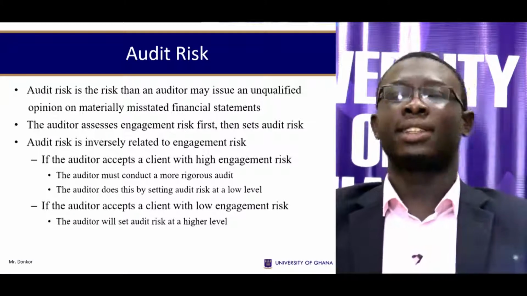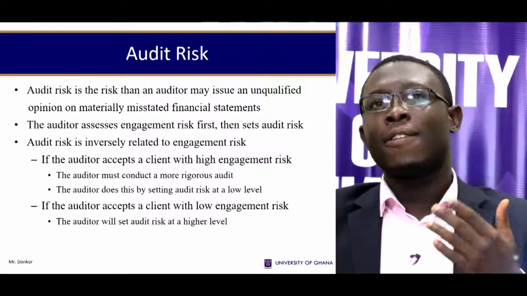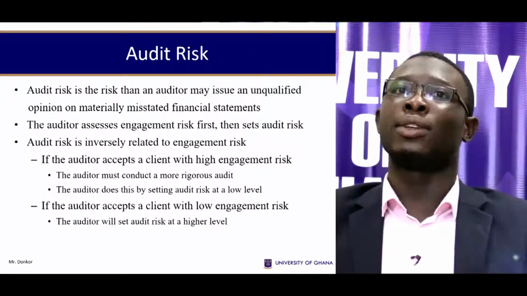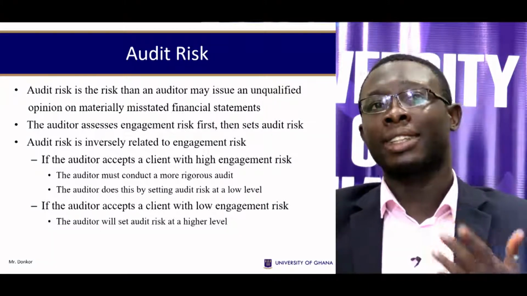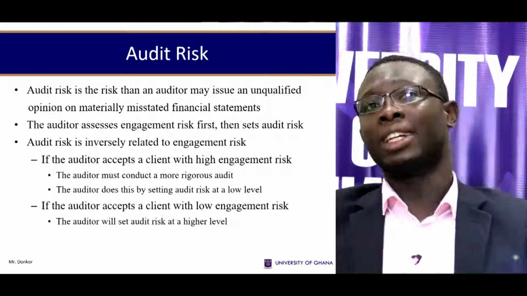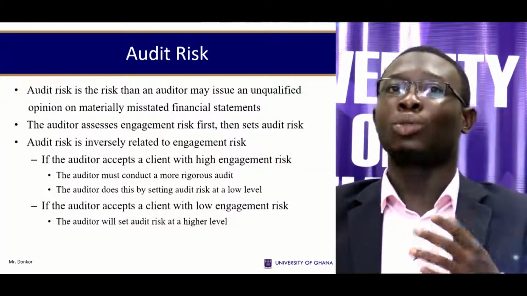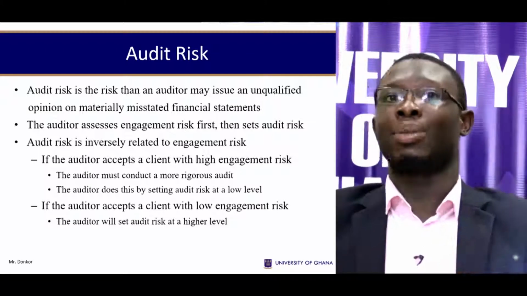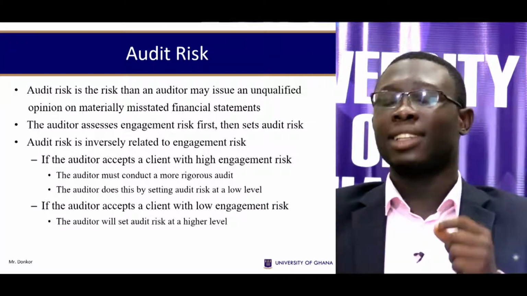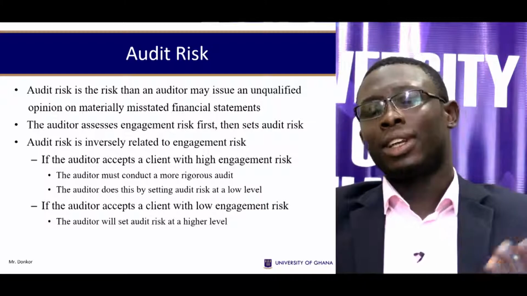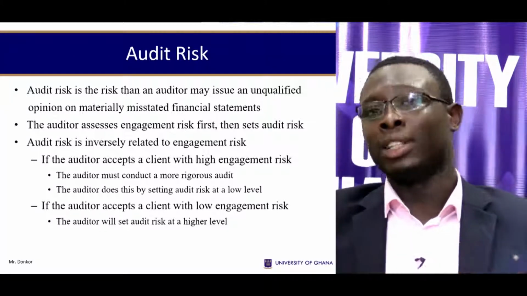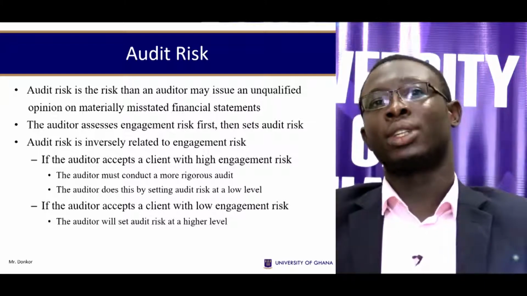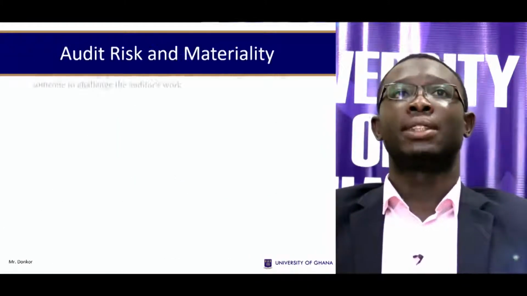The auditor assesses engagement risks first and then sets audit risks. The audit risk is inversely related to engagement risks. If the auditor accepts a client with high engagement risks, the auditor must conduct a more rigorous audit, and therefore the auditor does this by setting audit risks at a low level. If the auditor accepts a client with low level engagement risks, then the auditor can be free, and therefore audit risk can be high in this state.